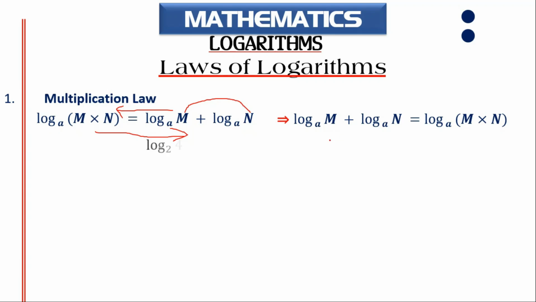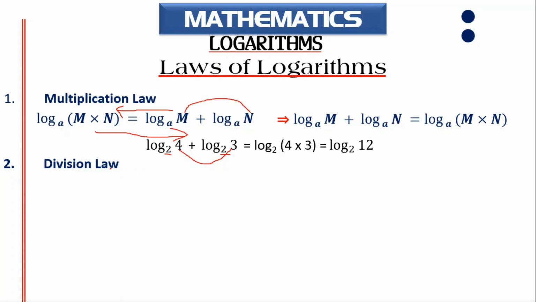So for example, you have log 4 to base 2 plus log 3 to base 2. You can see the emphasis on the same base value. So it means that you can write them as a single logarithm to base 2. Then you multiply the two values together, which will give you log 12 to base 2. So the second law is the division law.